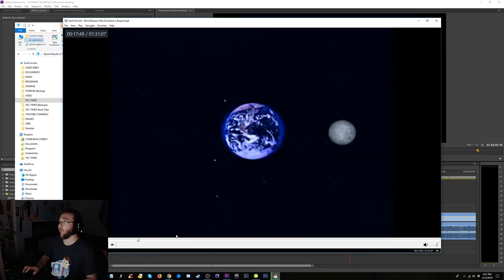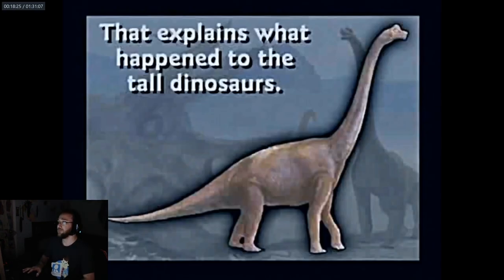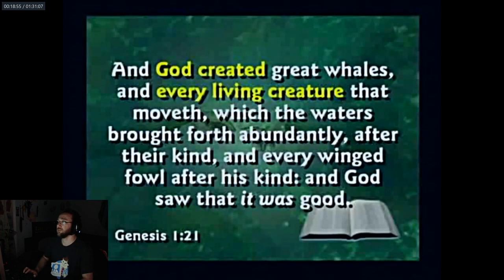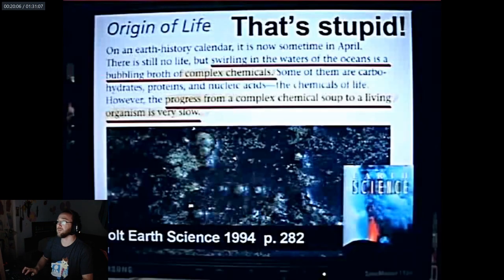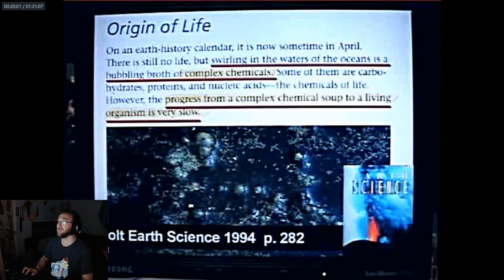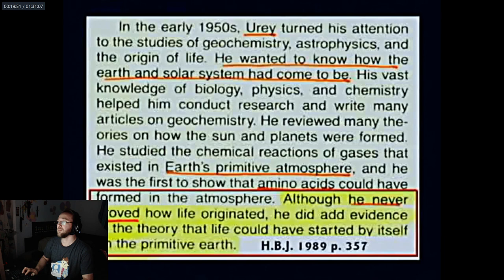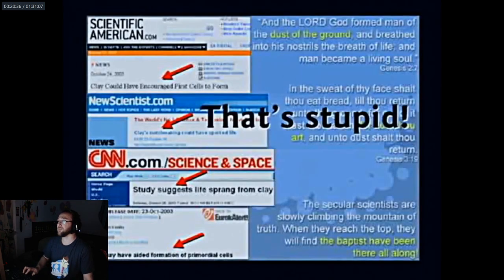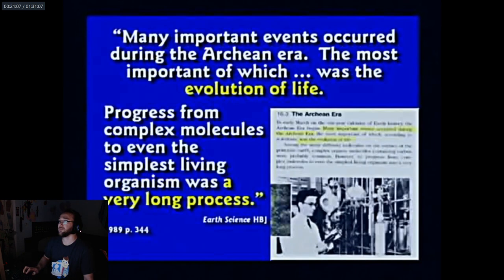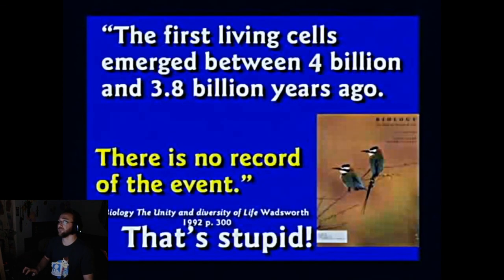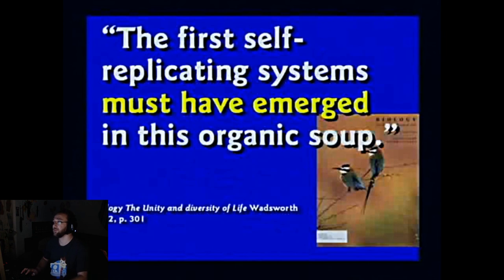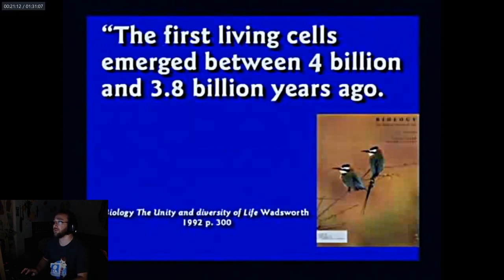Can you believe they cut down a tree? Rivers of the oceans is a bubbling broth. That's stupid, okay? Rivers of the ocean, complex molecule from living organic, okay? The first self-replicating systems must have emerged in this organic soup. Living cells emerged. 3.8 billion years ago, living cells emerged.